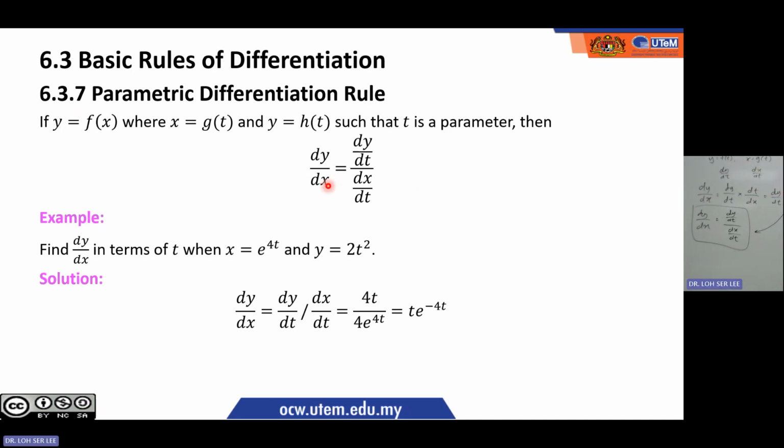Okay, so if you look at this example, dy/dx, we want to find dy/dt first. dy/dt is 4t, divided by dx/dt, so dx/dt is 4e^{4t}. Then we get the result, and this answer will be in terms of t, because both x and y are in terms of t. So the dy/dx will be in terms of t. Just follow the formula, dy/dt over dx/dt. So this is for the parametric function.